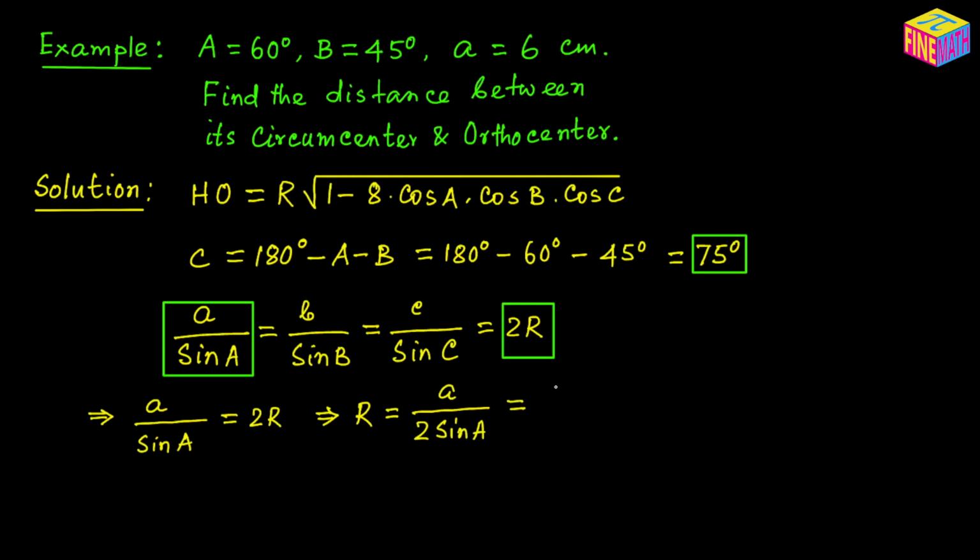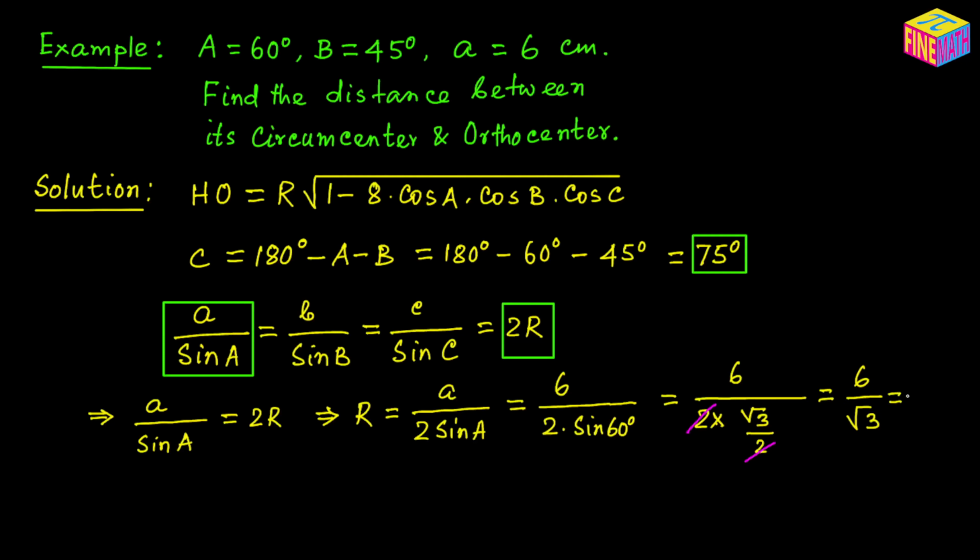Now let's plug in the values. a is given as 6 centimeters over 2 times sine of 60 degrees, because the angle a has been provided as 60 degrees, and let's simplify this. So that would be 6 over 2 times sine 60 degrees, which is actually square root of 3 over 2. So this 2 and this 2 are going to cancel out each other, and we are going to be left with 6 over square root of 3, and that will be equal to 2 times square root of 3.